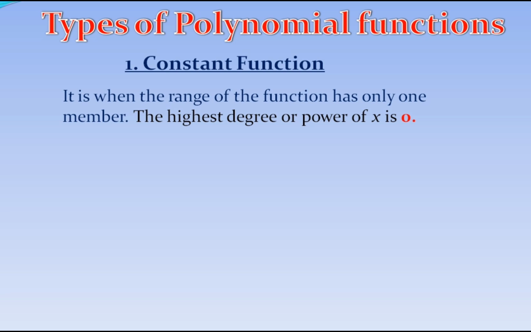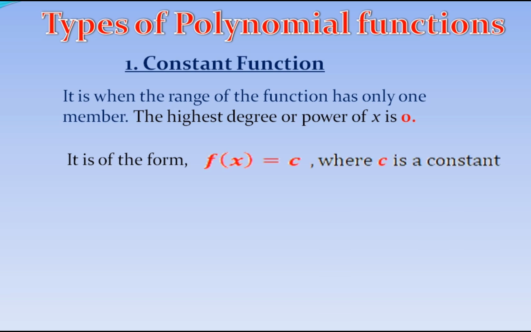Okay, so a constant function is of the form f(x) = c, where c is a constant. That is what we mean by a constant function. The moment you realize that you have this nature, then we term it a constant function. Do you get it? Yes.